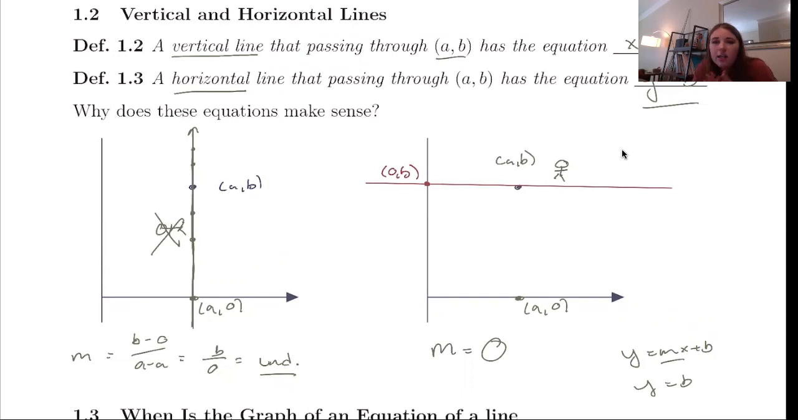So horizontal line, I can walk on them. It has a slope, and that slope is 0. So then I can deduce Y equals B. And if you just want to remember that one, the vertical line is the opposite. It's going to be X equals. And notice that X equals the X coordinate and Y equals the Y coordinate. I think that's pretty clear. Alrighty, does anyone have any questions about vertical and horizontal lines?